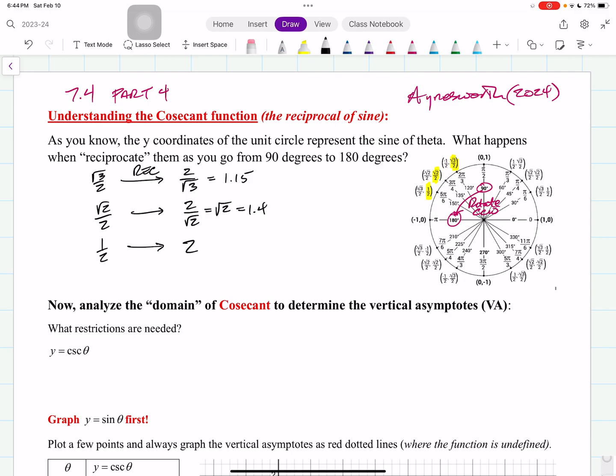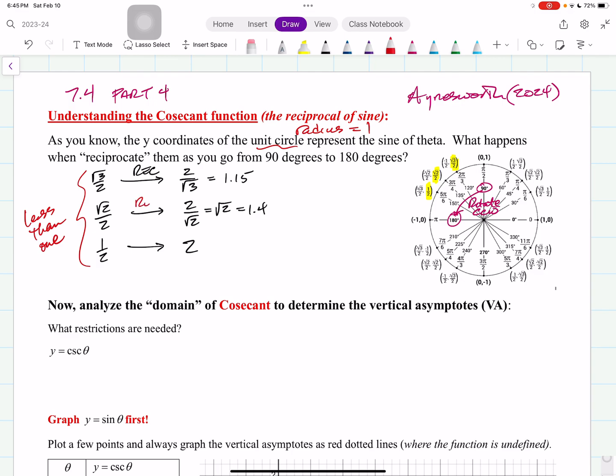Notice what's going on with these values. When you reciprocate all of these numbers that are less than 1, and they have to be less than 1 because they're on the unit circle where the radius is 1, every single number on the unit circle is less than 1, except 1 itself. I'm talking about not the quadrantal angles, but the numbers in between the quadrantal angles, in between 90, 180, 270, and 360. So all of these numbers are less than 1.